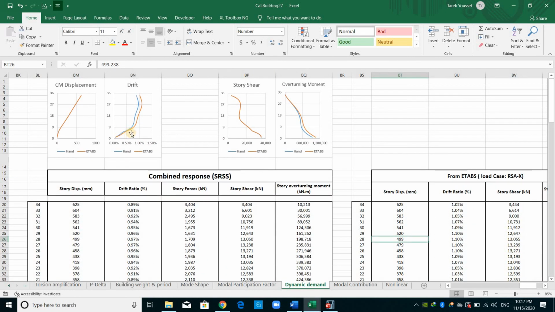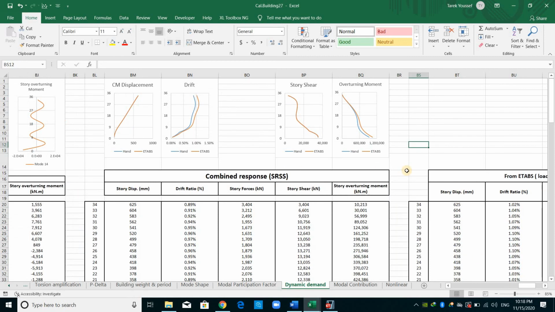As shown here, we have a minor difference in drift and overturning moment, and of course, this is because we are just including the first 6 translational modes, while in ETABS there are more modes included in the analysis. Also, due to the combination rule, we are using SRSS, while in ETABS we are using CQC. And this is the end of this video, and please continue to the next one.